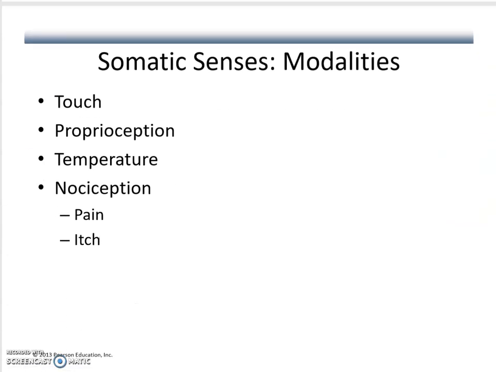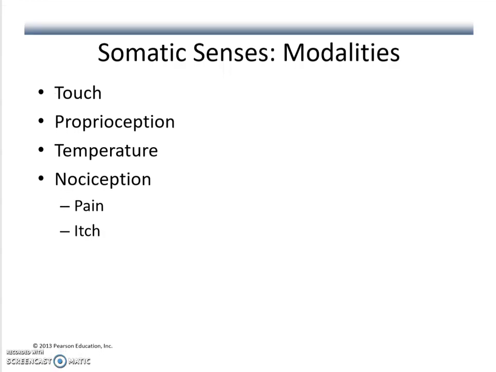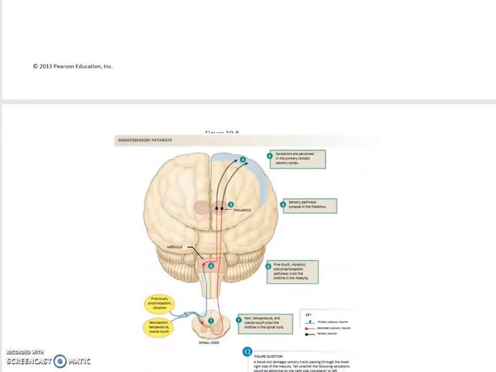Okay, so here. Now, the different modalities of the somatic senses that we're going to briefly go through will be touch, proprioception, temperature, nociception, that would be pain, and itch type of perception. Now, if you did the lab last week, you should have tried some of these out, and everybody can relate to touch and temperature, pain receptors. We have all experienced that.